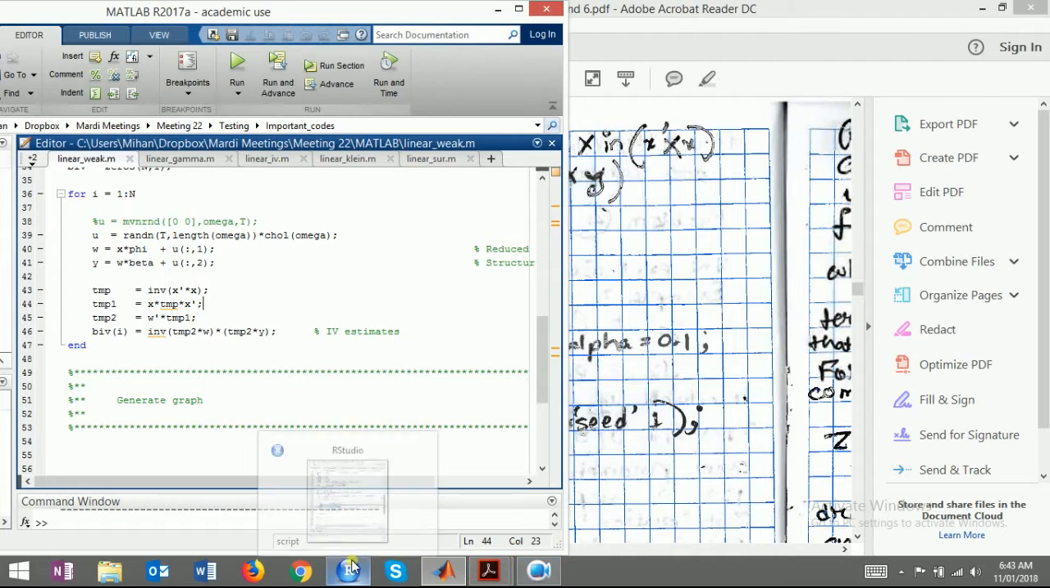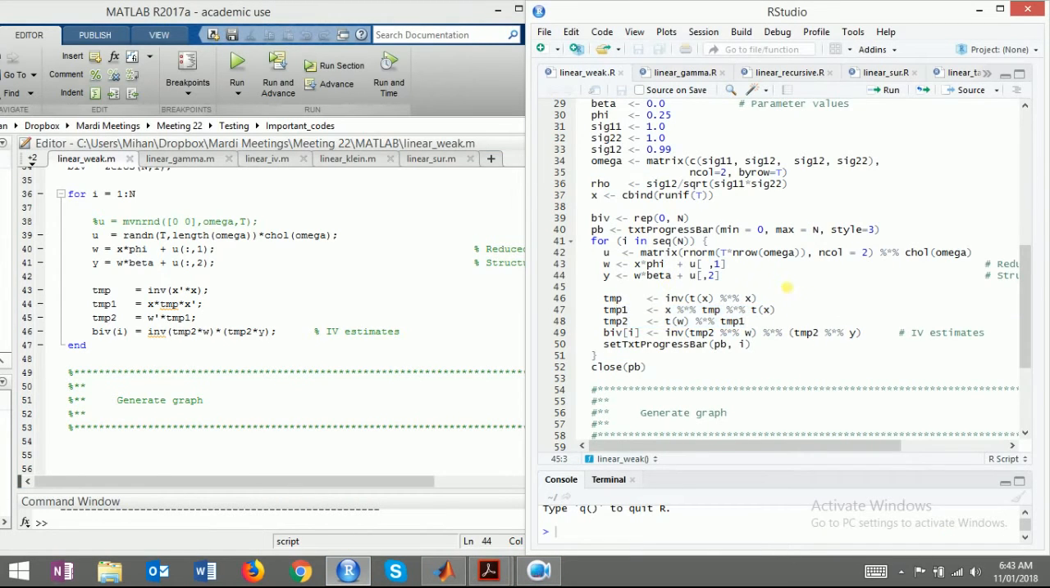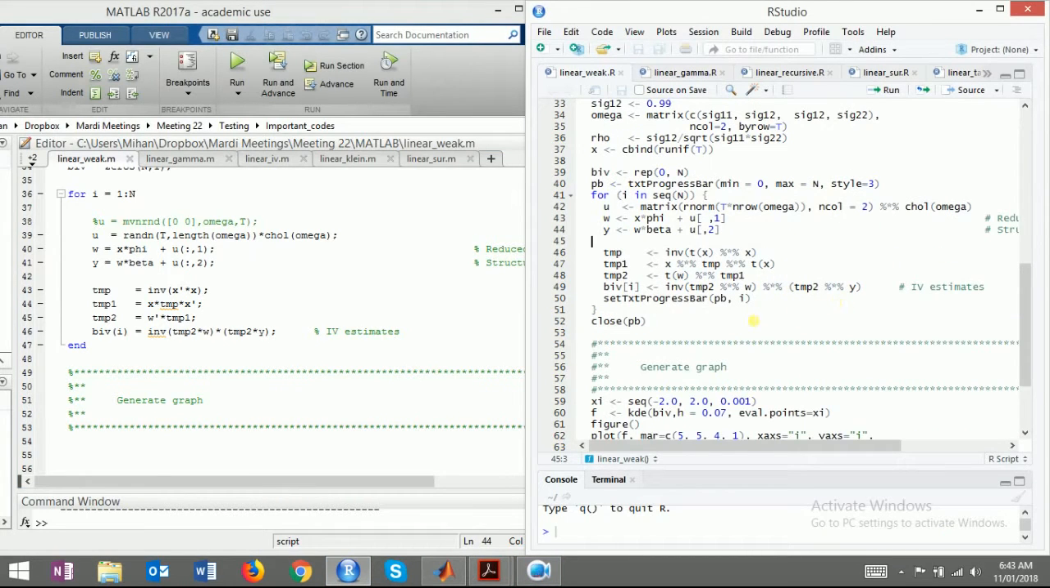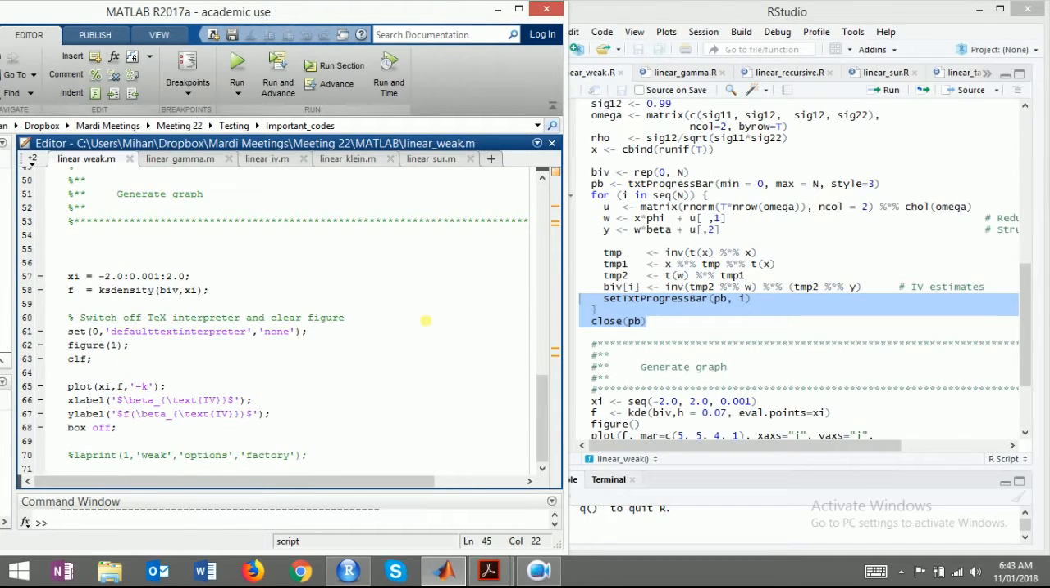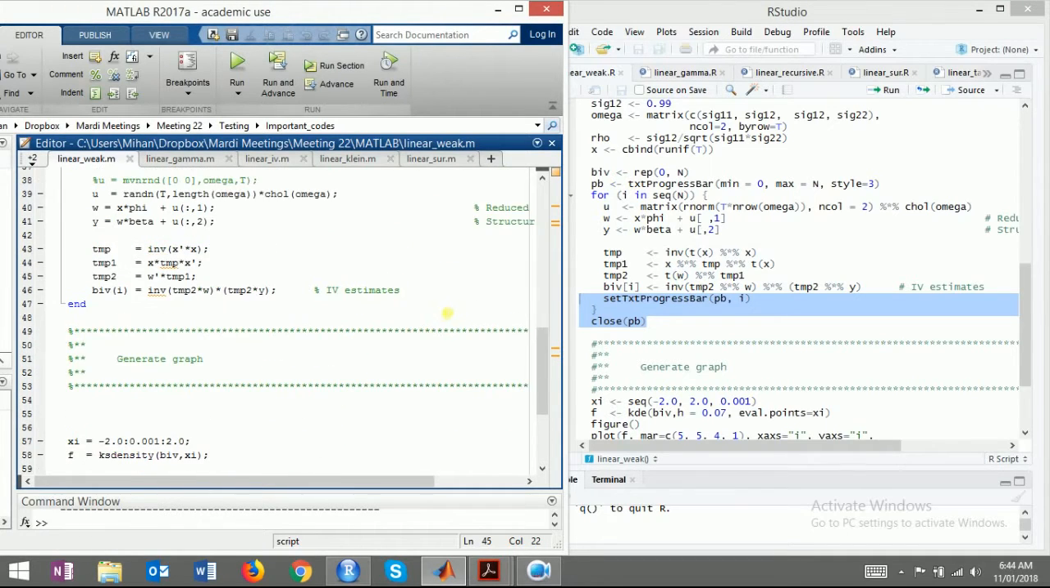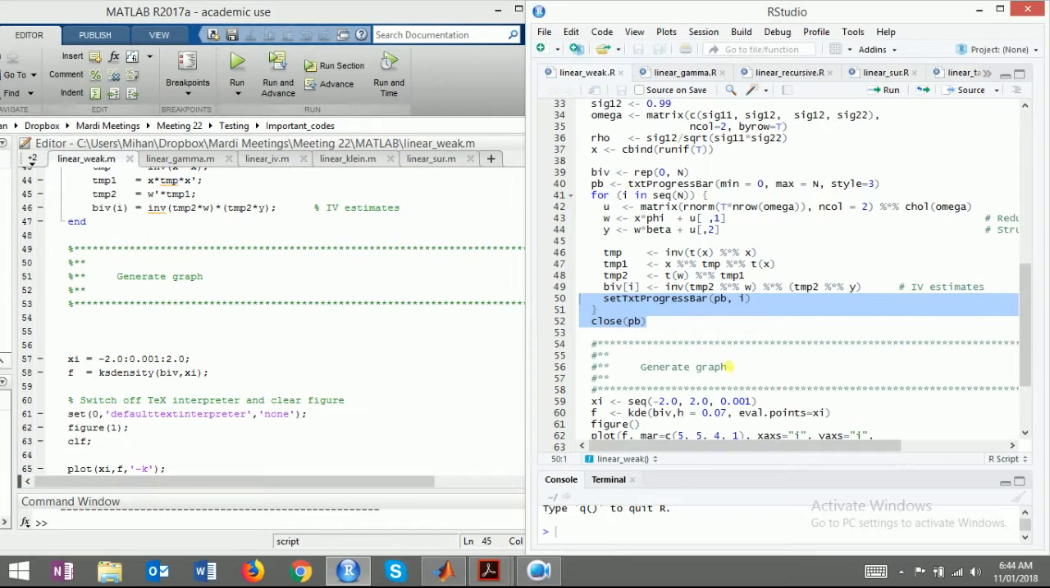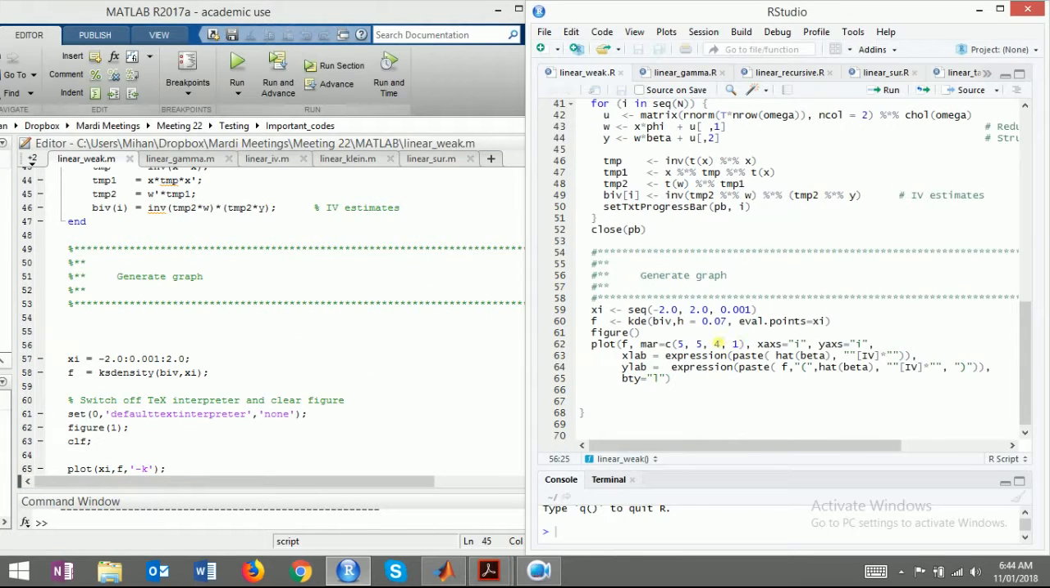Let me see how this is done in R. Yeah, same thing. So the text progress bar ends here with close. These two commands are for the text progress bar. And then we do a graph, which we can do manually, I believe.